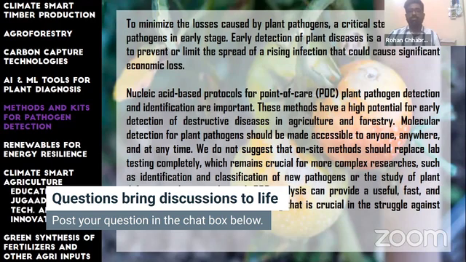We do not suggest that on-site methods should replace lab testing completely, which remains crucial for more complex research such as identification and classification of new pathogens or the study of plant defense mechanisms. Instead, point of care devices or analysis can provide a useful, fast, and efficient preliminary on-site screening that is crucial in the struggle against plant pathogens. And in order to build a nationwide capacity to tackle these challenges, especially after COVID, these methods of rapidly identifying pathogens are more critical for national security.